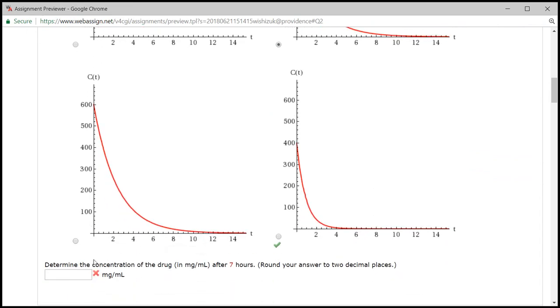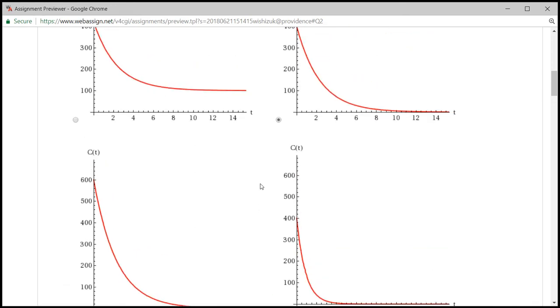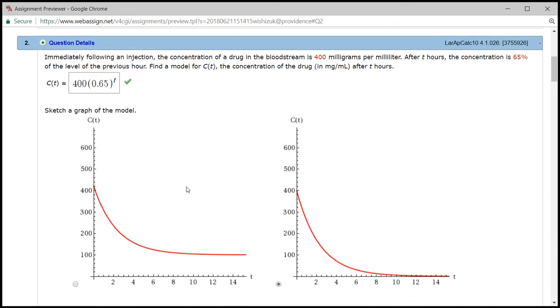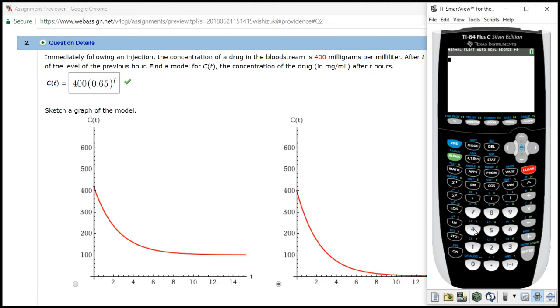The last question is to determine the concentration of the drug after 7 hours. We just have this formula and we just have to plug in 7 for t. For that I'm going to use a calculator. We need to type in 400 times 0.65 raised to the 7th power, then hit enter. So you have about 19.6.